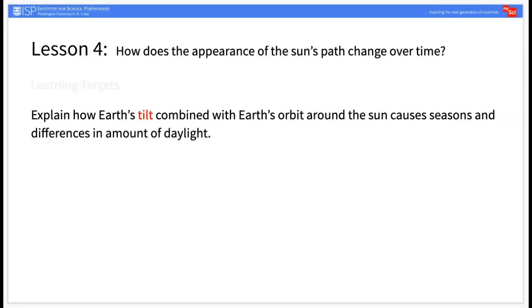By the end of this lesson, students will have explained how Earth's tilt combined with Earth's orbit around the Sun causes seasons and differences in amount of daylight in locations on Earth.